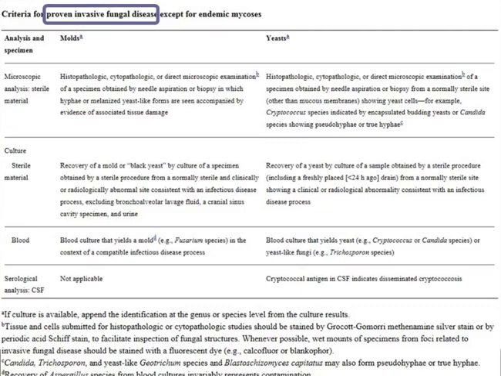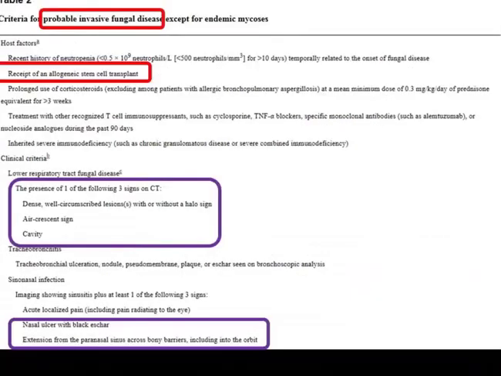So this is for proven. And then you have the different criteria that's required, yet then there's a different slide for probable, and it's a little bit more lenient about what you actually need to meet requirements.